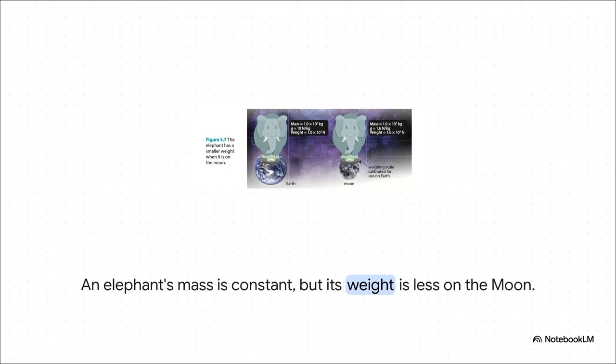And this picture just illustrates the difference perfectly. This elephant has a mass of 1,000 kilograms. That's the amount of stuff it's made of, and that number is exactly the same on Earth as it is on the Moon. But its weight, totally different. On Earth, where g is 10, its weight is a massive 10,000 newtons. But on the Moon, where the gravitational field strength g is only about 1.6, its weight is just 1,600 newtons. Same mass, completely different weight.